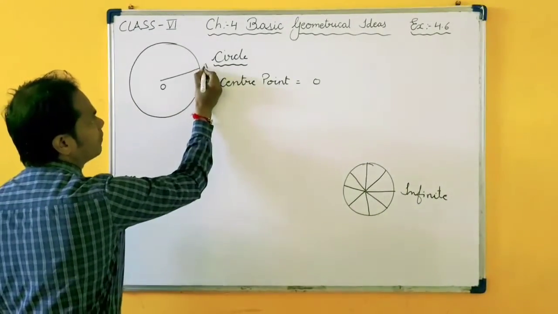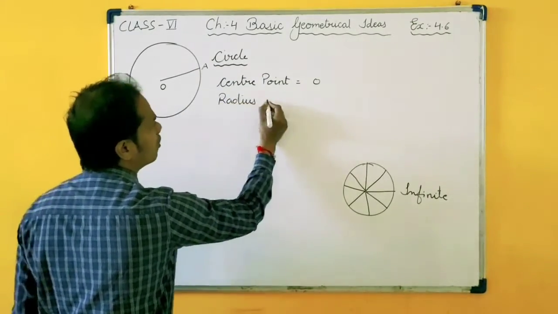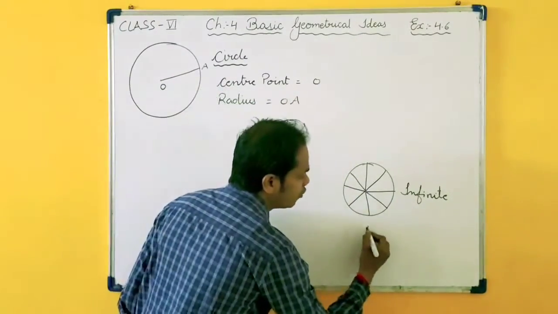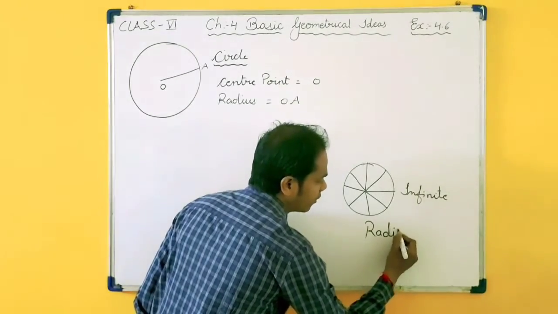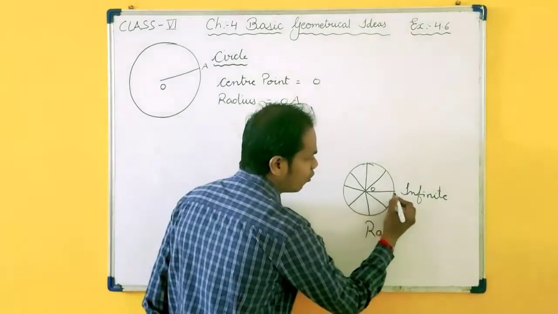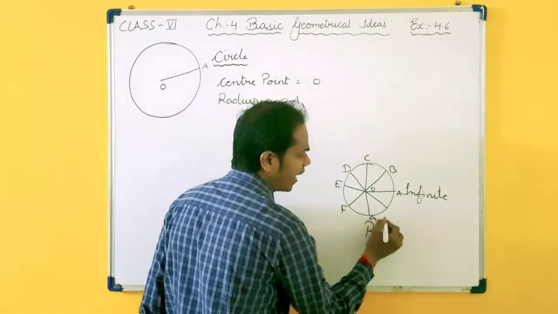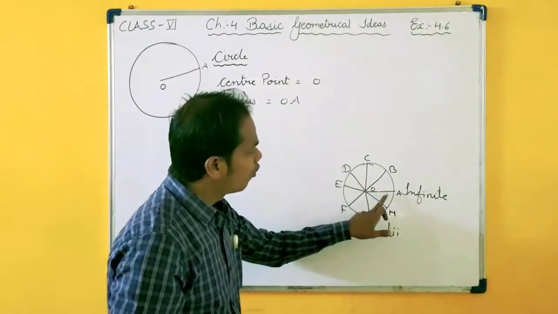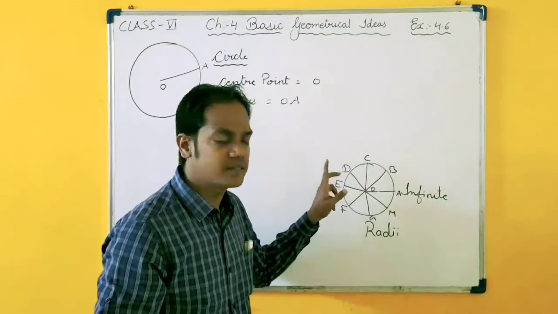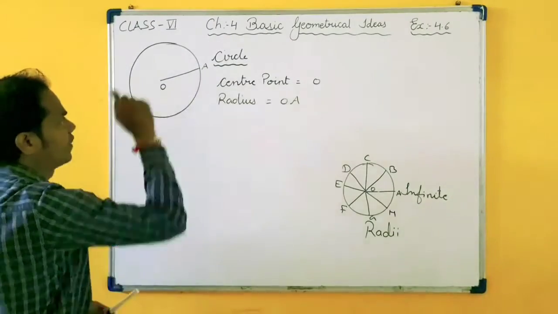So here I am giving name A. So OA, what is OA? OA is your radius. And when you have multiple radius, you can use the word radii. Radii is the plural of radius. Suppose center point O, and points A, B, C, D, E, F, any name you can give. OA is your radius, OB is your radius, OC is your radius, OD is your radius. Same way you can make infinite radius in a circle.